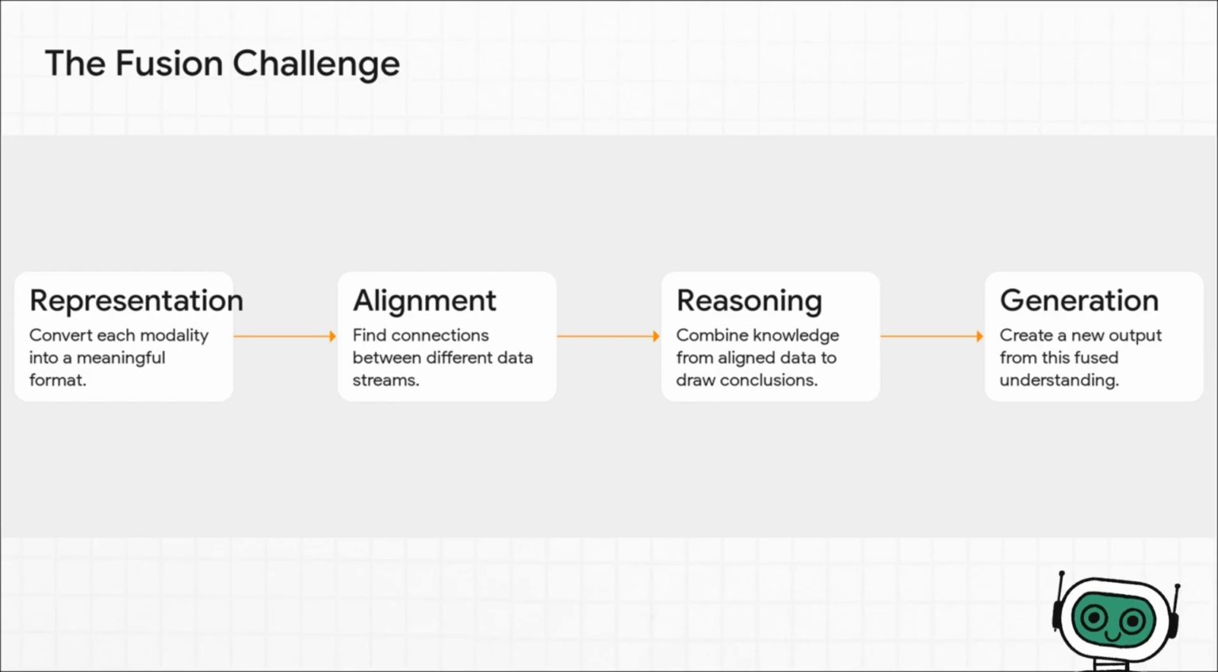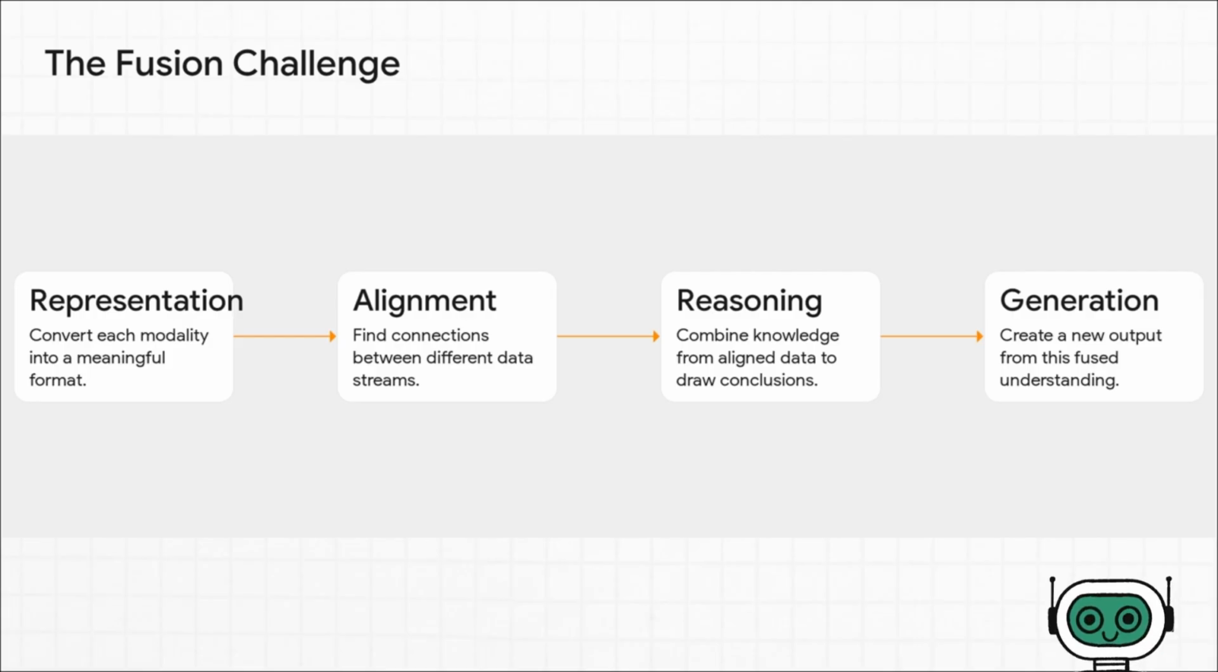First up is representation. The AI has to take each of those inputs, the pixels in an image, the waveform of an audio clip, the letters in a sentence, and translate them all into a shared mathematical language, basically turning everything into numbers it can work with. Next comes alignment. This is the really clever part. It's about finding the connections. The model learns that the word bird in the text actually points to the specific group of pixels that make up the bird in the image.